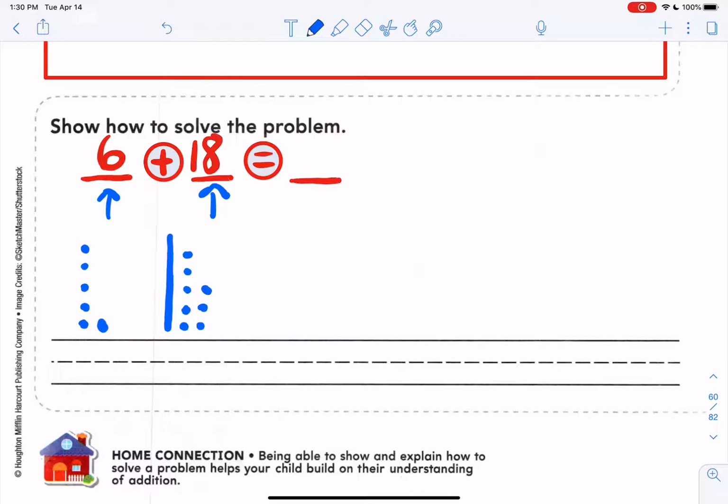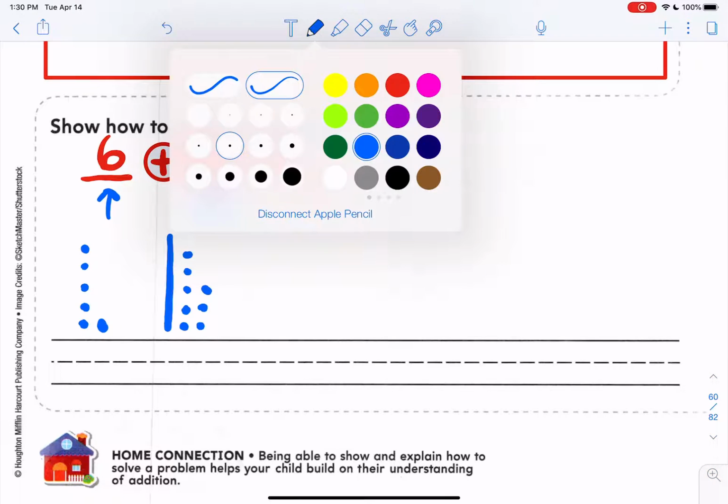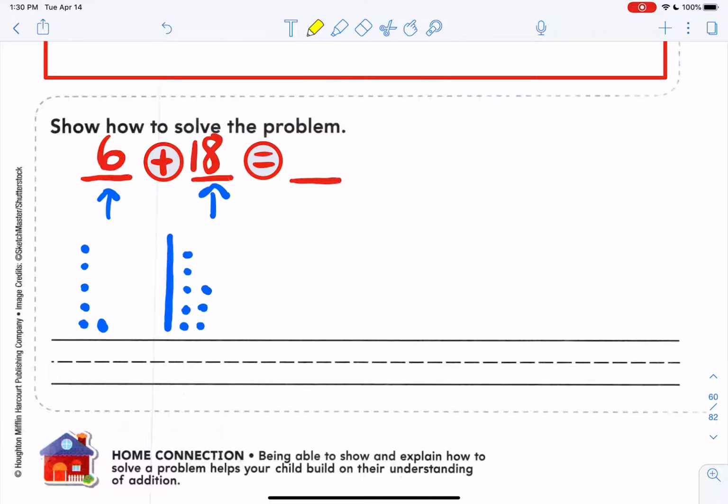Now, you could just count them all up, but remember, one of the things that we've been working on as we get ready for 2nd grade is to make a 10. So I will take a different color. I wonder if this will work. Yellow. And let's see. I hope you can see that. Let me pick orange. I know you can see orange. There we go. So let's make 10.